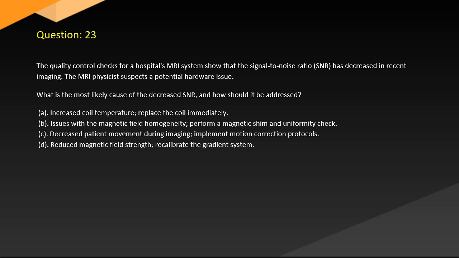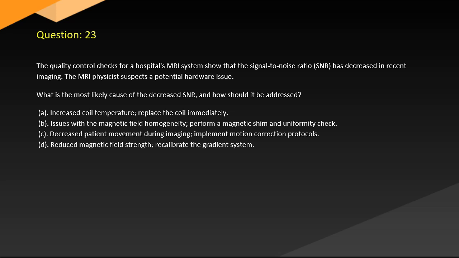Question 23. The quality control checks for a hospital's MRI system show that the signal-to-noise ratio (SNR) has decreased in recent imaging. The MRI physicist suspects a potential hardware issue. What is the most likely cause of the decreased SNR, and how should it be addressed?